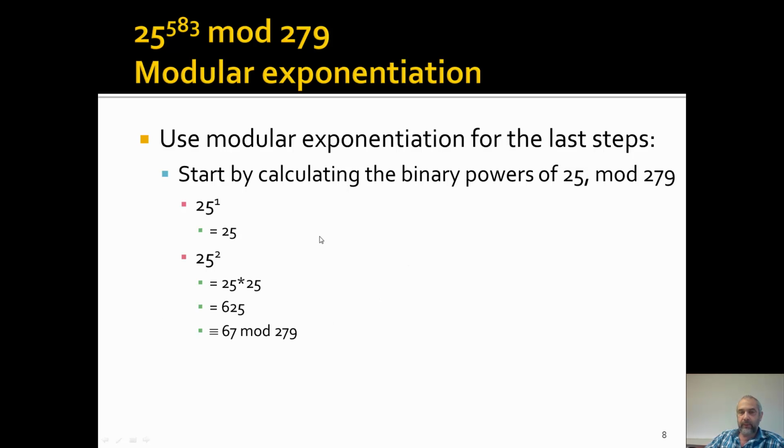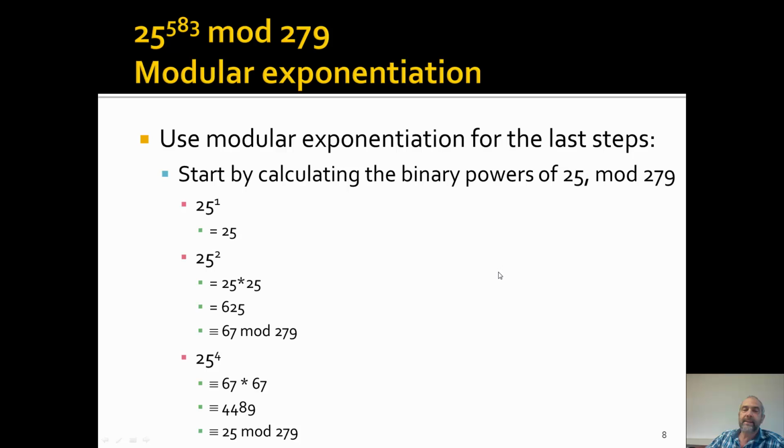Then we go to 25 to the power 4. 1, 2, 4, 8, 16. So next is 25 to the power 4. That's 67 times 67, because 25 to the power 4 is 25 to the power 2 times 25 to the power 2. If you multiply that on the calculator, it's 4489. Modulo 279 is 25. By chance, we have again 25, the value that we started with. It's not always like that, of course.